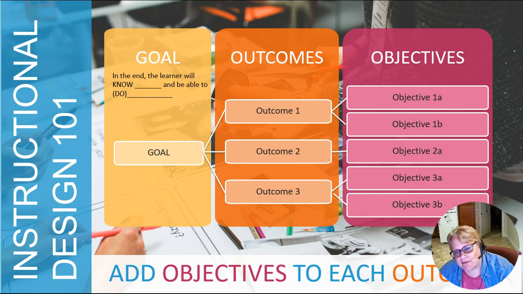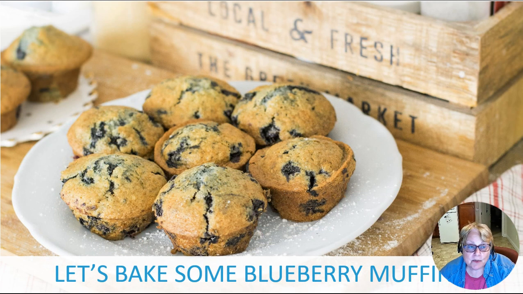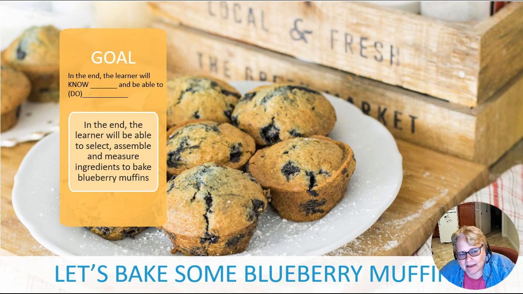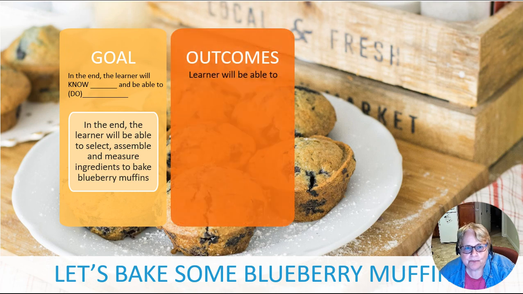So once I have my outcomes determined, I think about the objectives that I'm going to need to use to meet the outcomes, which eventually meet the goal. They all map together and work together. Let's do a practical example of this. Let's bake some blueberry muffins. My goal: in the end, the learner will be able to select, assemble, and measure ingredients to bake blueberry muffins.